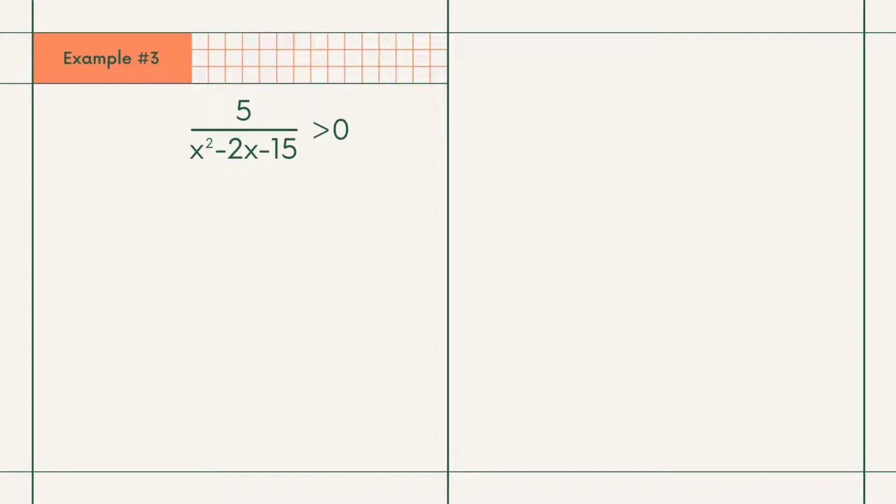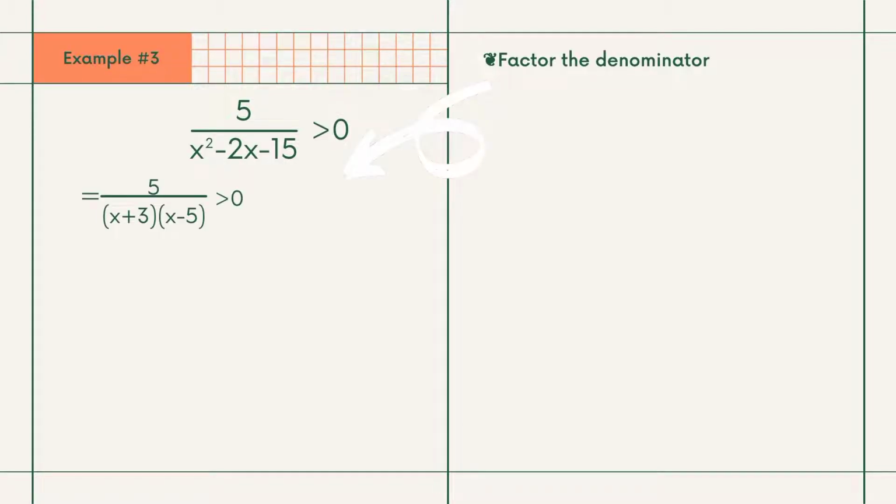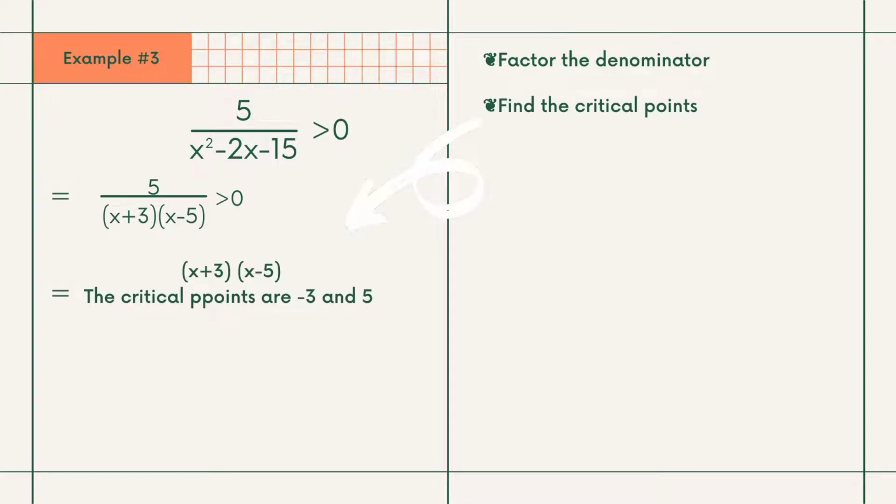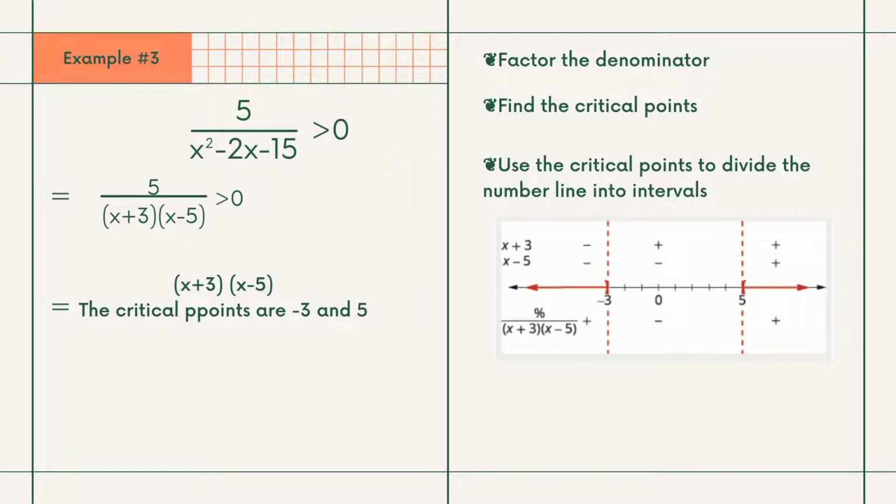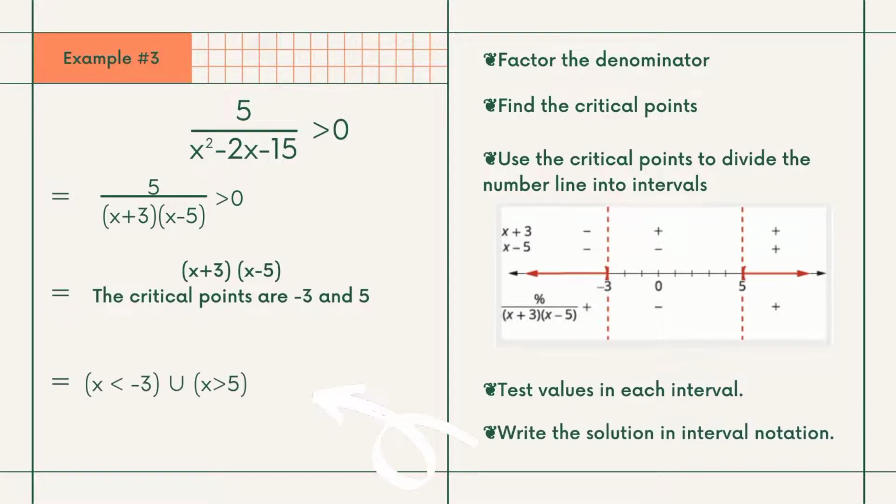5 over x squared minus 2x minus 15 is greater than 0. Factor the denominator. Find the critical points. The critical points are negative 3 and 5. Use the critical points to divide the number line into intervals. Test values in each interval. Write the solution in interval notation.